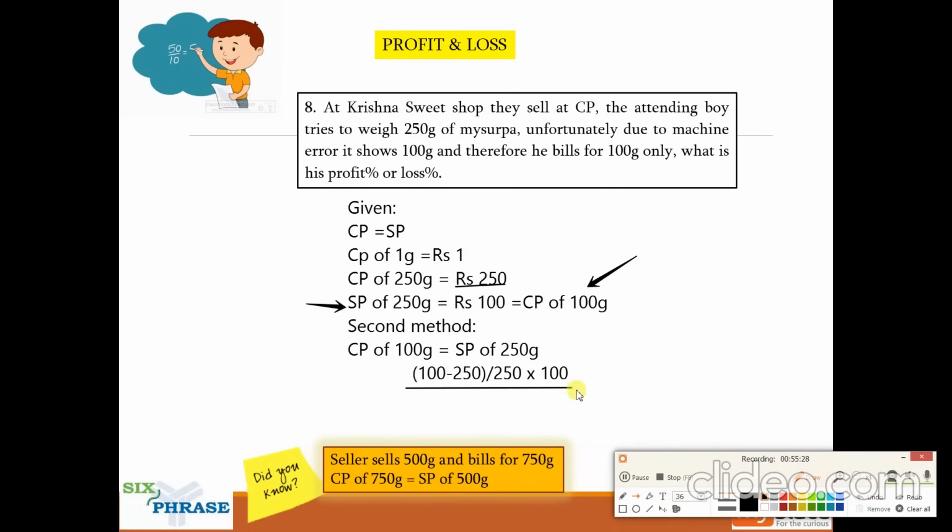So finally we've come to 150 by 250, which is 3 by 5. So 3 by 5 of 100 will give you 60 percent, but this time it is a negative 60 percent, or there is a loss of 60 percent. So the negative sign indicates that there is a loss of 60 percent.